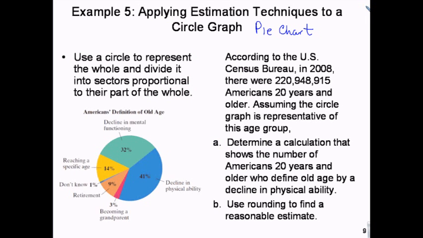The sections of the pie are always representative of percentages. So the whole circle is 360 degrees or 100%.